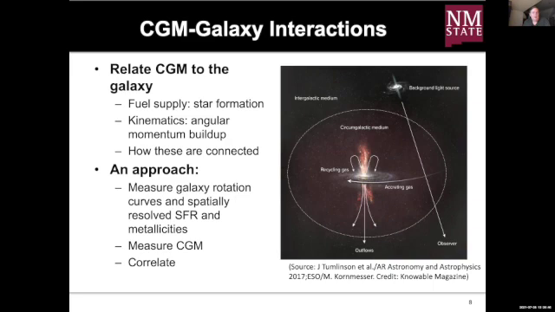How do these two things interact, how does the fuel supply and the kinematics interact between the CGM and the galaxy? One approach is to get the galaxy kinematics measured using rotation curves and look for spatially resolved star formation rates and metallicities across this. Then of course measure the CGM using whatever methods. That's showing a quasar background sightline being used to do that, and then correlate them.